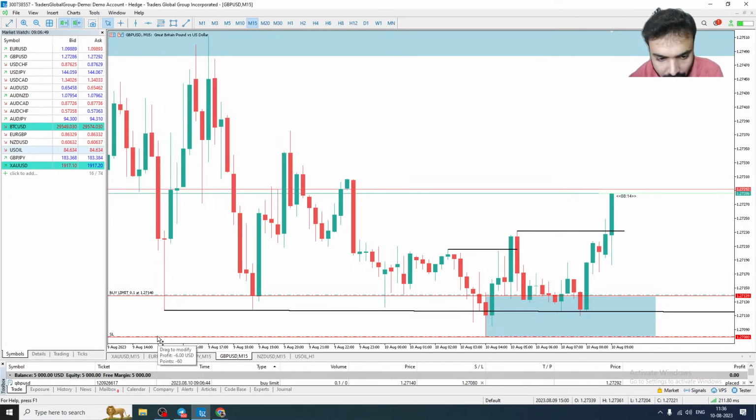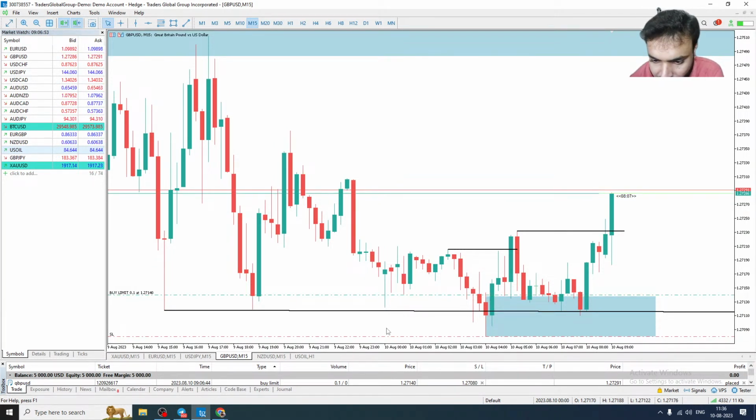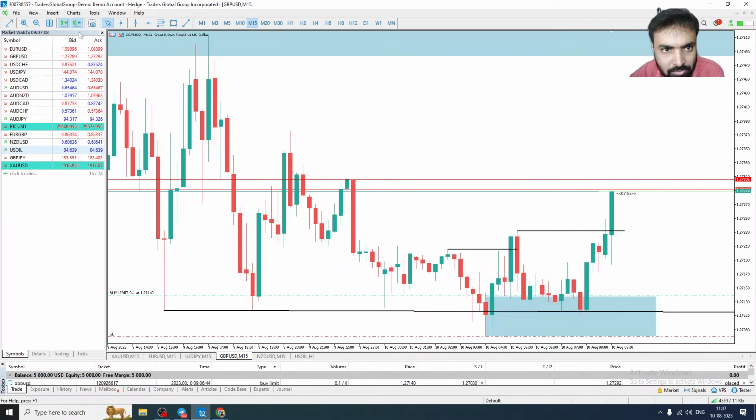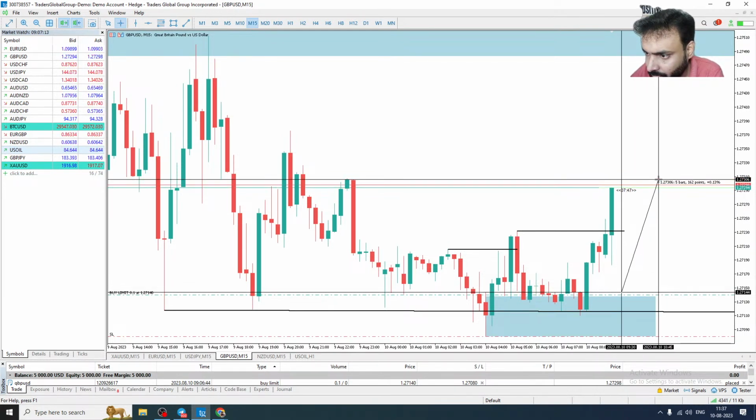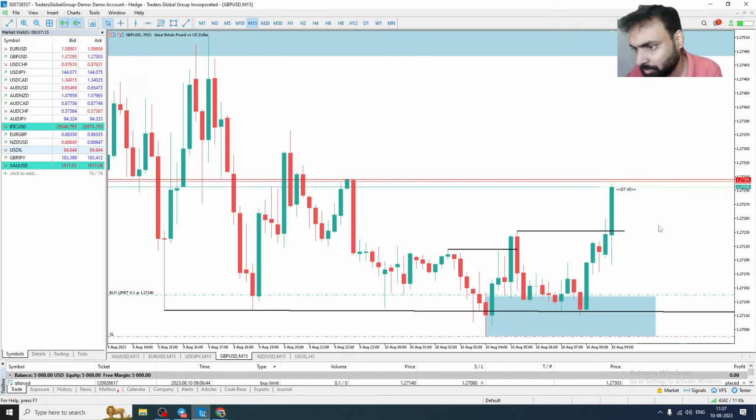Right, let me delete the lines. So how much will we be losing if stop loss hits? I'll be losing $6. Now the target we have not set yet. Maybe we can target this high. This high is our target. We can trail our stop losses. 160 points, that's okay, $16.